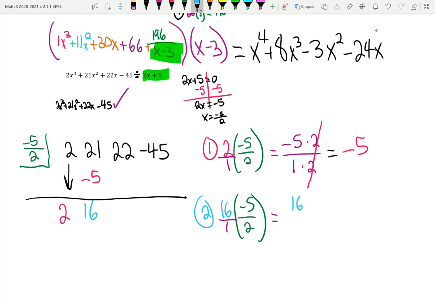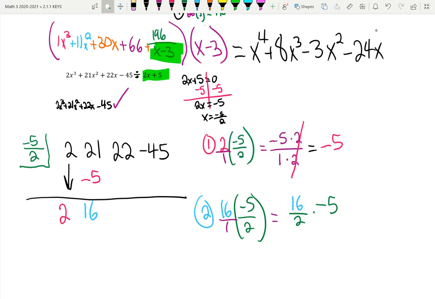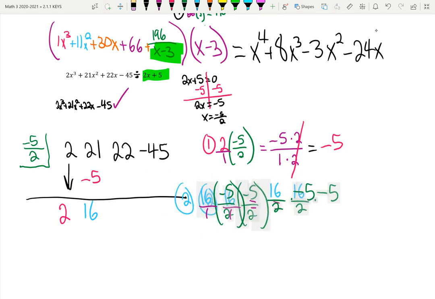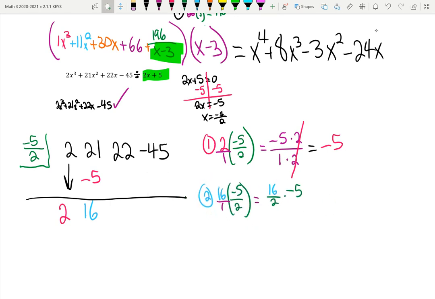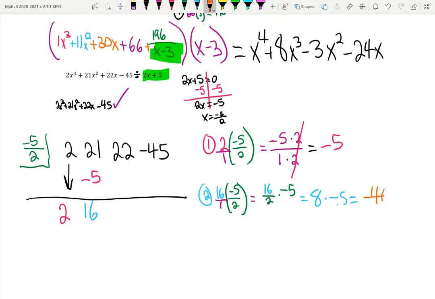But I'm going to actually think about it this way. I'm going to think of it as 16 divided by 2, and then I'm going to multiply it by negative 5. The reason being is I see 16 as an even number, and you can take half of it relatively quickly and pain-free. Well, what is half of 16? Half of 16 is going to be 8, and then I'm going to multiply that guy by negative 5, giving me negative 40.